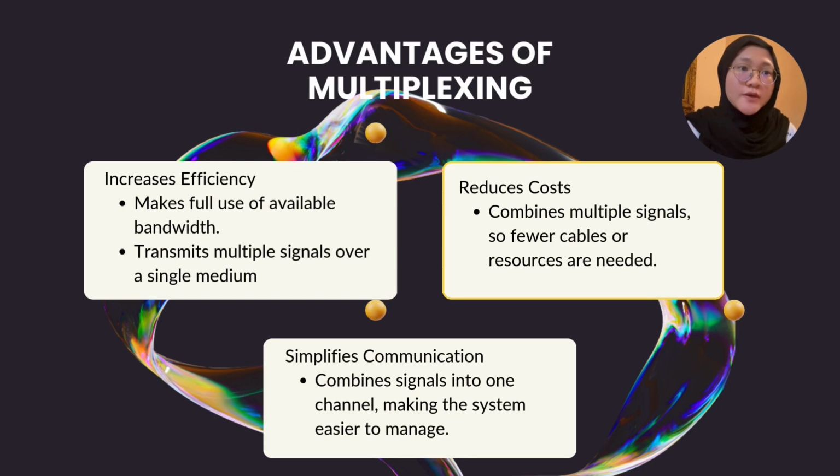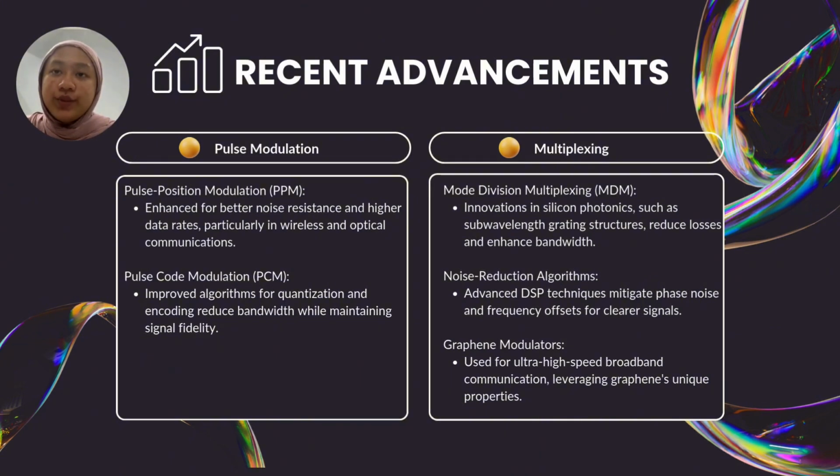Multiplexing is important because it makes the communication system easier, and it reduces the cost of infrastructure by reducing the number of wires or frequencies needed. It allows multiple signals to be sent together, which saves time and makes the communication system faster and more reliable. So next, what are the recent advancements in digital communication using pulse modulation and multiplexing?